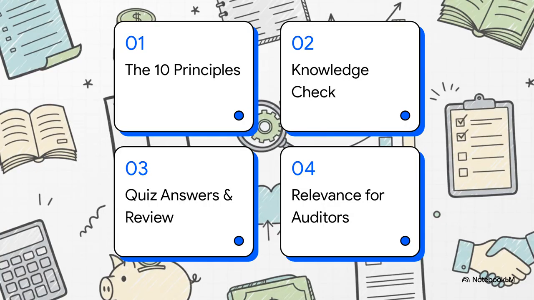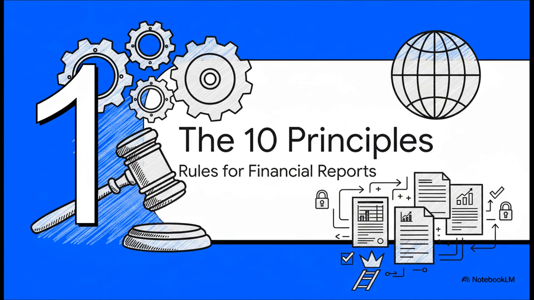So here's our game plan. First, we'll walk through the 10 foundational principles one by one. Then we're going to put that new knowledge to the test with a quick quiz. After that, we'll review the answers together. And finally, and this is the important part, we'll connect all of it back to why this stuff is so critical for every single auditor out there. Okay, let's dive right in.